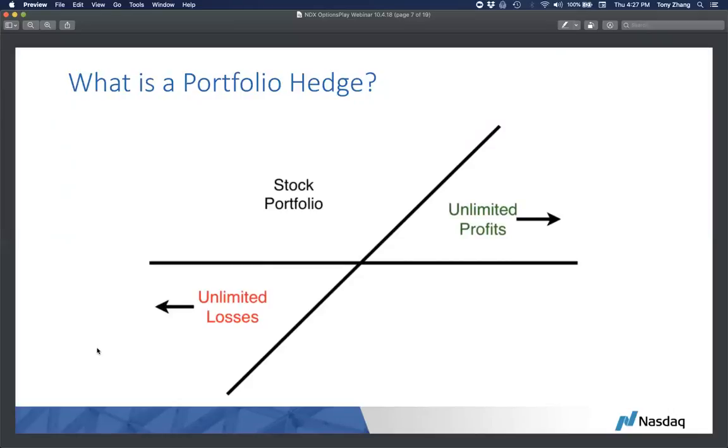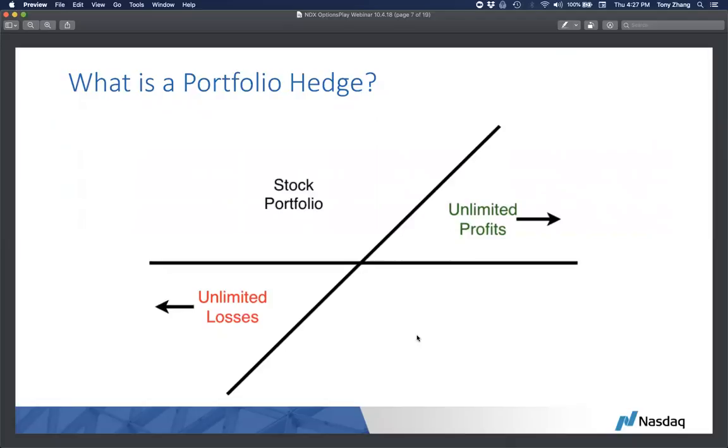Now I say unlimited, but technically you can't lose unlimited, because when the market goes to zero, that's the most you can lose. But we typically think of that as unlimited risk, because if the market falls to zero, you lose everything in your portfolio. So this is your portfolio unprotected currently today if you don't have a hedge on.